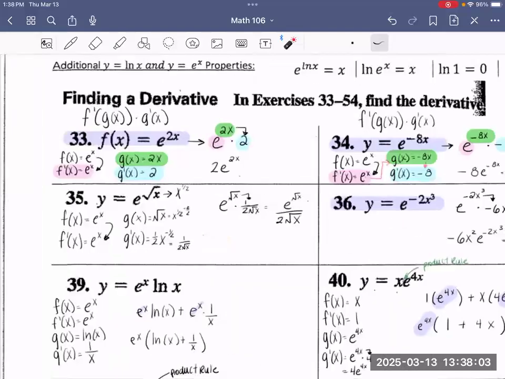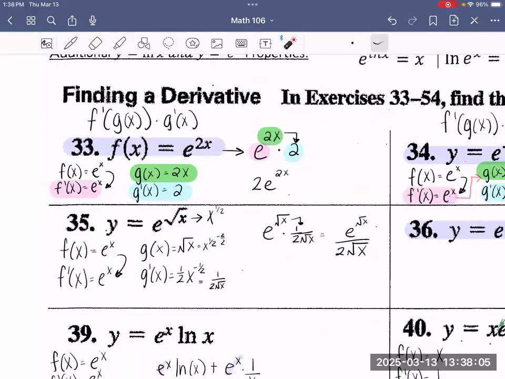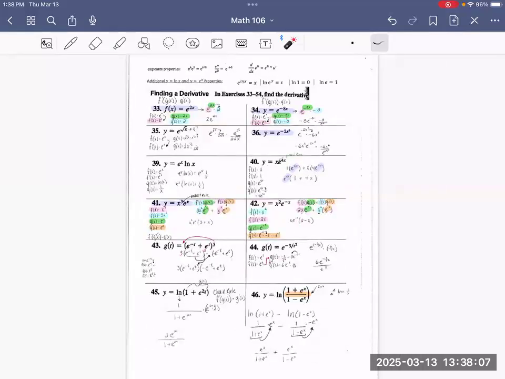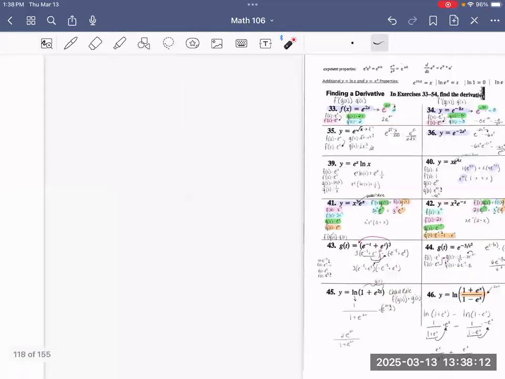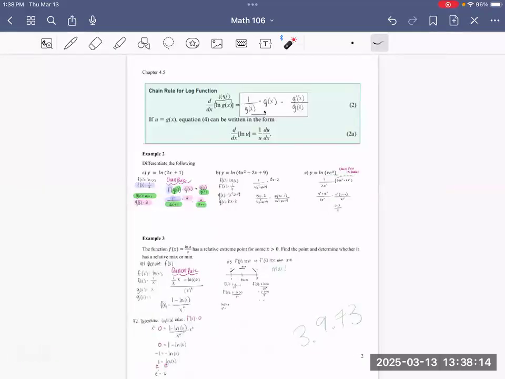Again, if you want to see the remaining of these questions, how we did this one, it is tucked into that lecture from, I want to say that was chapter 4.5.